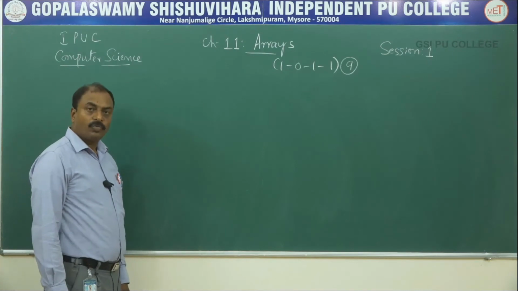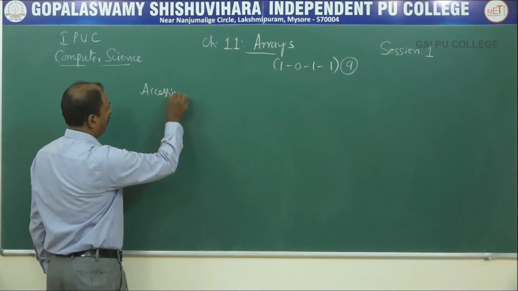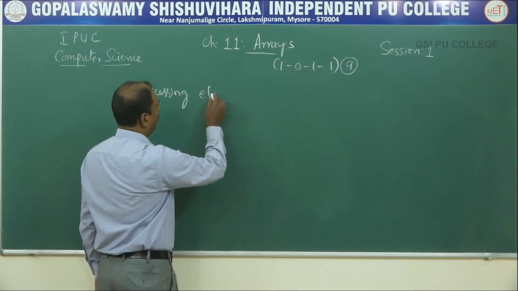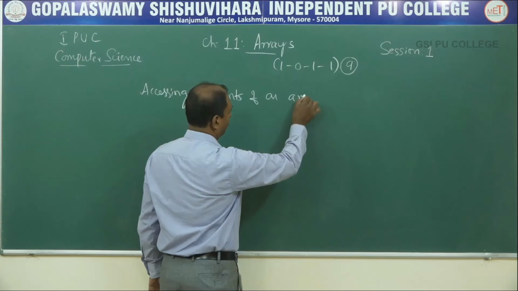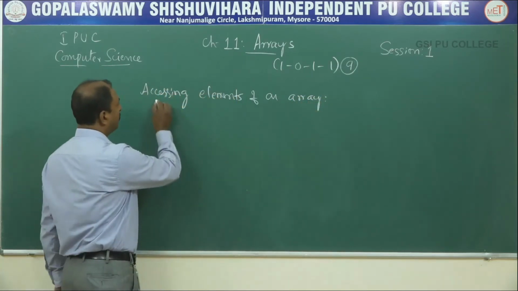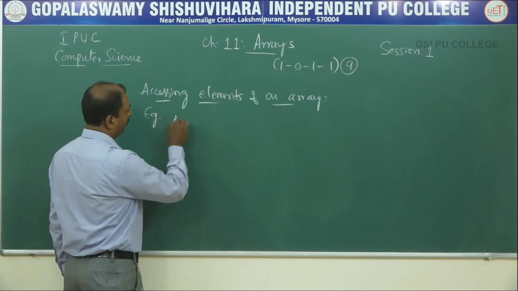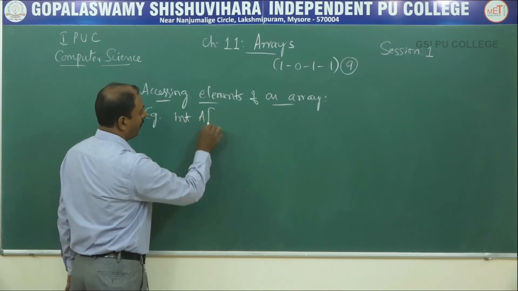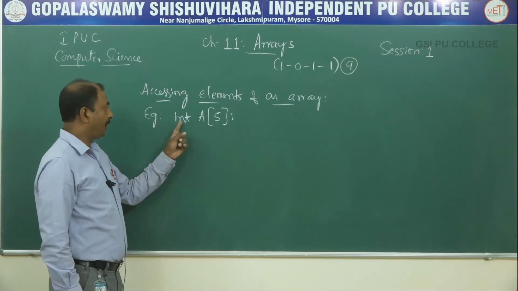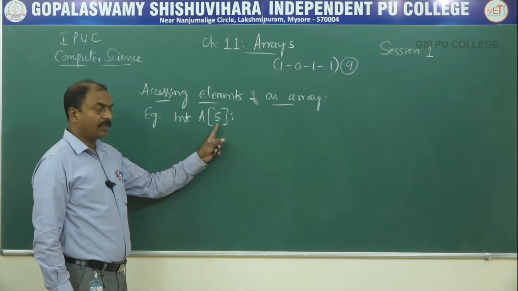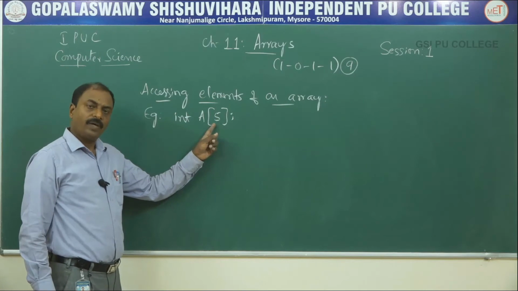Next we will see how we access the elements of an array. For example, int a of 5. This is the declaration of an array of data type int, name of the array is a, size is 5. So it holds 5 values, or it can store only 5 elements.